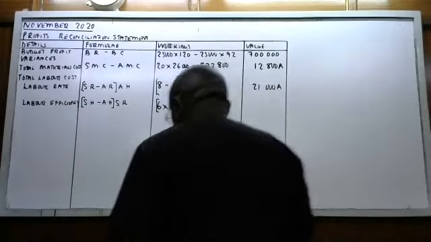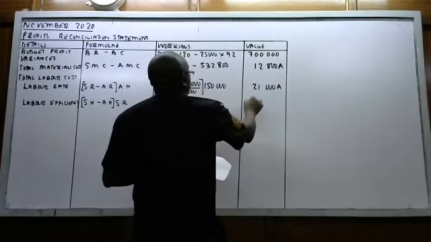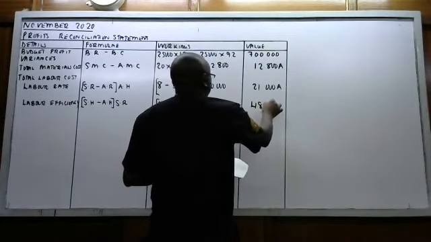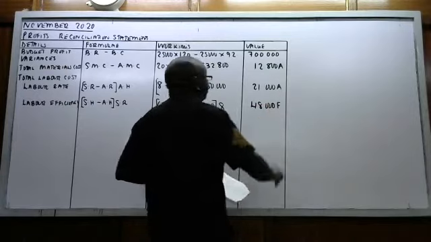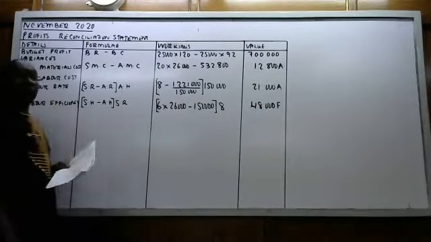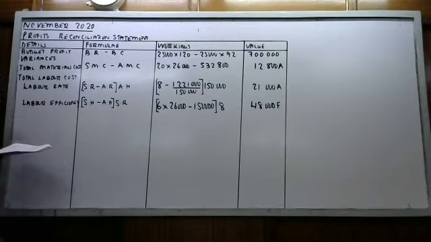48,000 favorable. Let's go to total variable overheads.